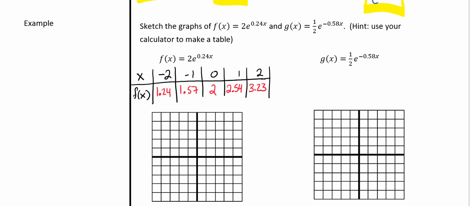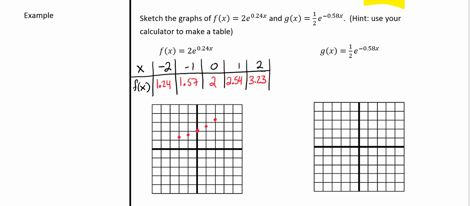So now that we've got those written down, let's graph those. We have negative 2 and about 1 1/4, and then negative 1 and a little more than 1 1/2, and 0 and 2, and 1 and a little bit more than 2 1/2, and then 2 and a little bit more than 3, almost 3 1/4. And then from there, we're able to graph that. We'll be going towards our asymptote of 0, moving up. There we go. And so we have a nice little sketch of that.